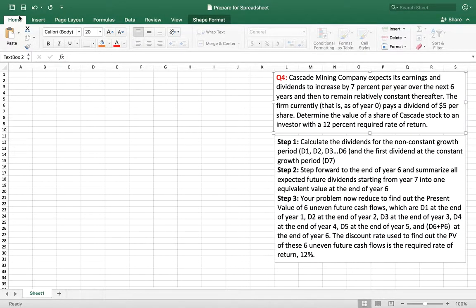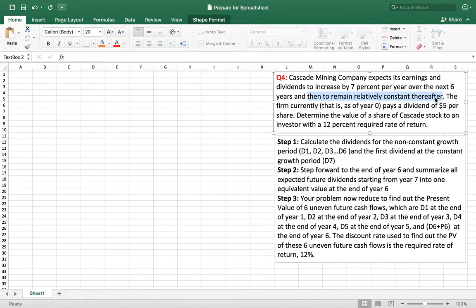In this recording, I will use question 4 from chapter 7 end of chapter questions to illustrate how to use an Excel spreadsheet to solve a share price with a non-constant growth dividend valuation model. Cascade Mining Company expects its earnings and dividends to increase by 7% per year over the next 6 years, and then to remain relatively constant thereafter.